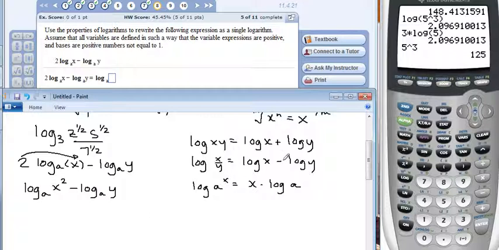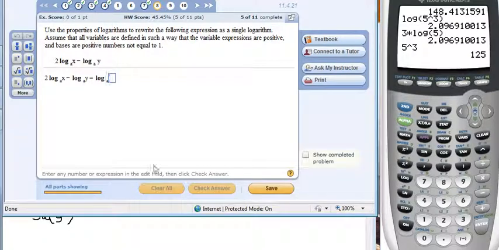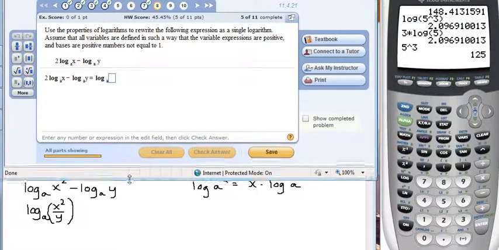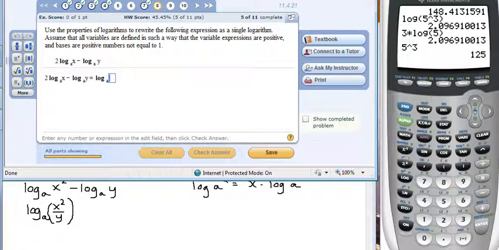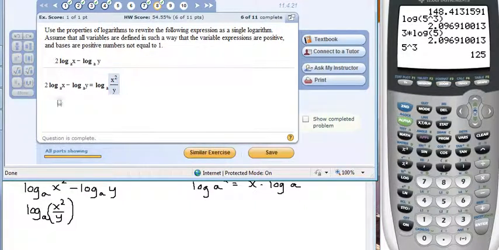Now I've got subtraction, so that would be division. So we have to keep the log base a, and then you take your numerator over your denominator. I don't know if that needs to be in parentheses or not. Probably not, especially when there's a box there. So we have x squared over y. Okay, these are the same.